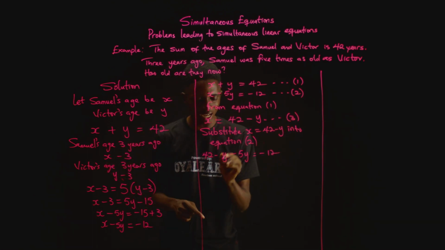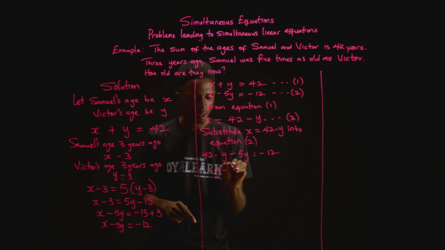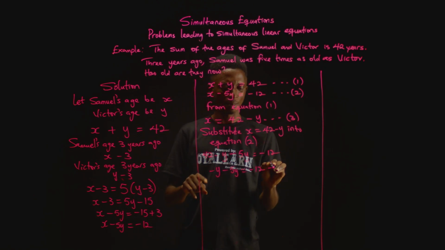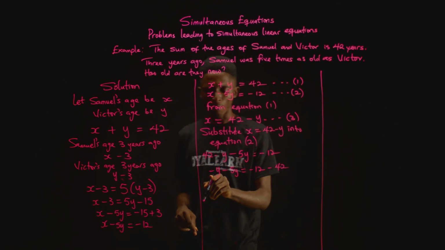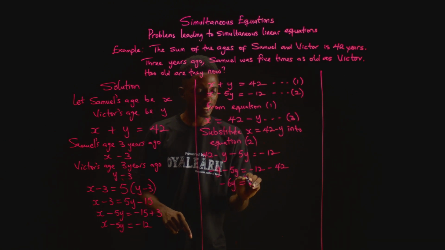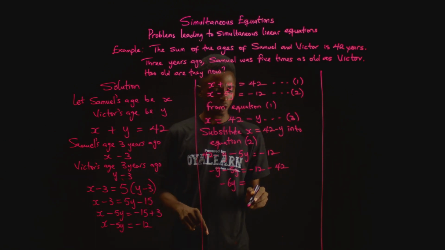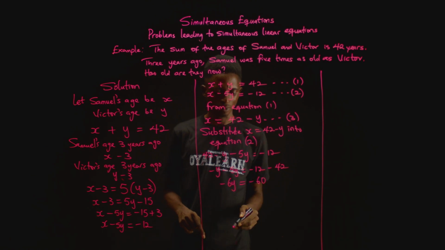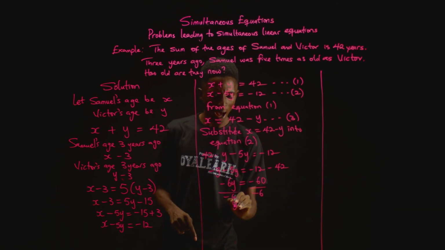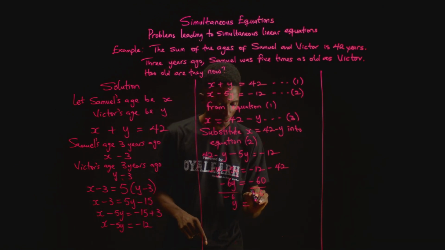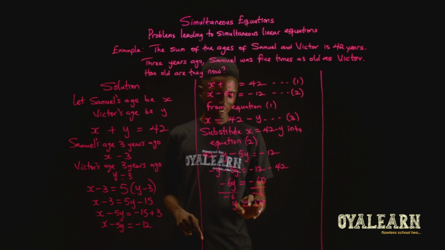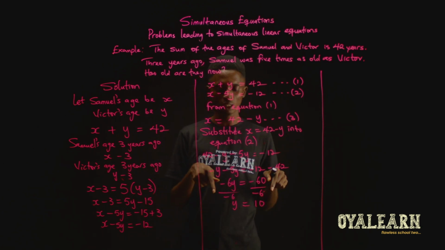Now if we collect like terms, we'll have minus Y minus 5Y equals minus 12 minus 42. Now, minus Y minus 5Y would give us minus 6Y. And this equals minus 12 minus 42, which is minus 60. So when we divide both sides by minus 6, our Y is therefore 10. So that is the age of Victor is 10. That is, Victor is 10 years old now.